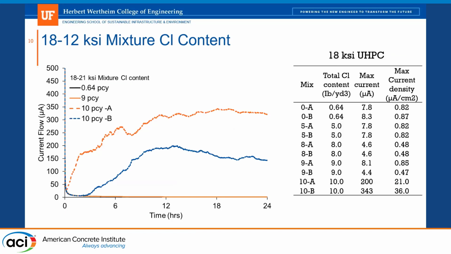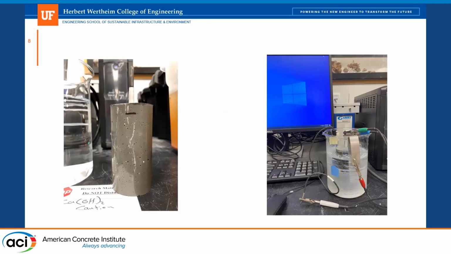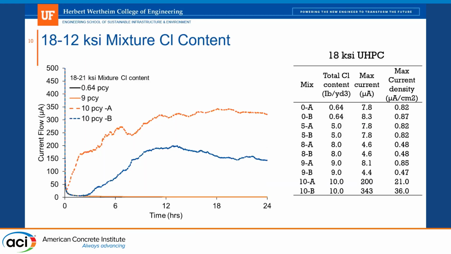So after we test it, we have added some chloride gradually from 0 up to 10 pounds per cubic yard, and as we can see here, when we reach 9 pounds per cubic yard, there is no corrosion. But when we add 10 pounds per cubic yard, there is a corrosion.